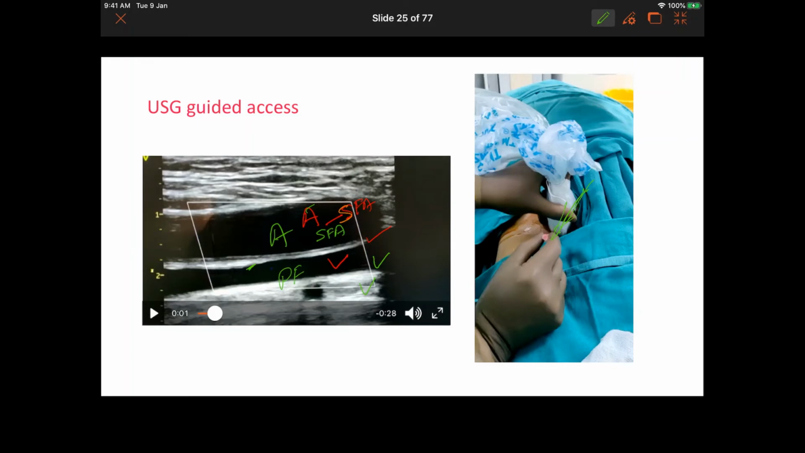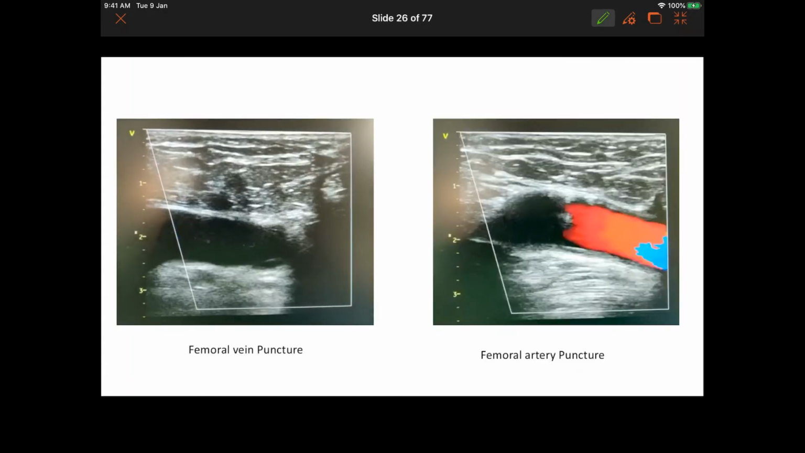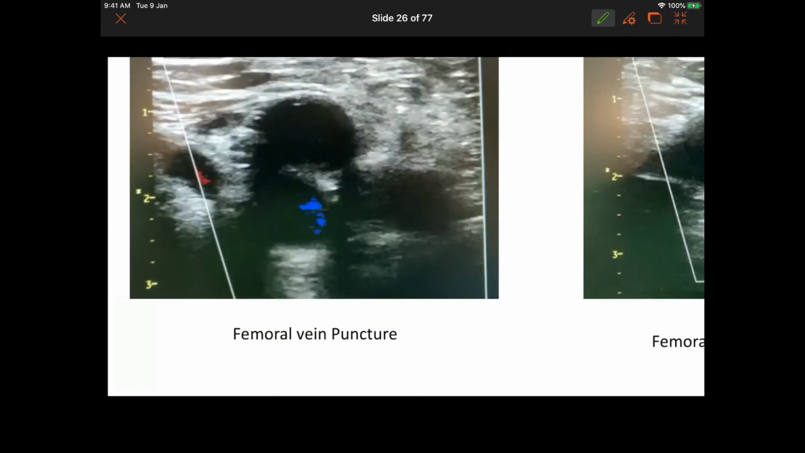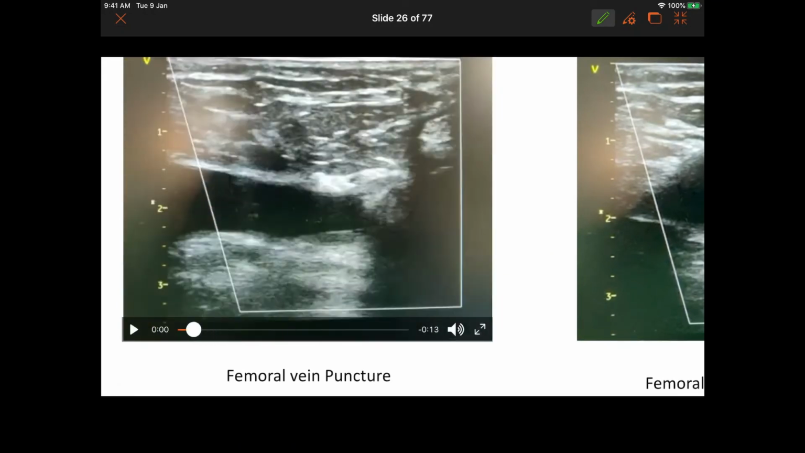So first what you do is that you take a longitudinal section, you locate the artery and vein, you differentiate them by compression, and then you turn it, you take a cross-sectional view, and you go above the bifurcation, and you are ready for a puncture. So in this case, we did a femoral vein puncture as well as a femoral artery puncture. You can see on the left side of the screen here. So a venous puncture is being attempted here.